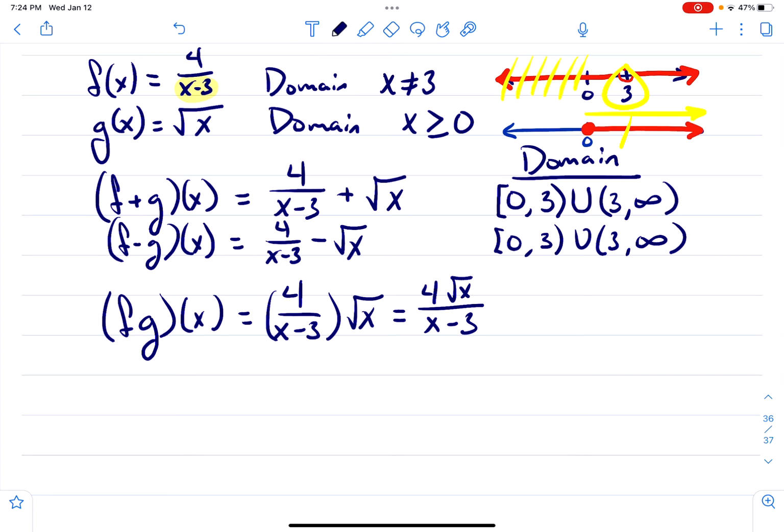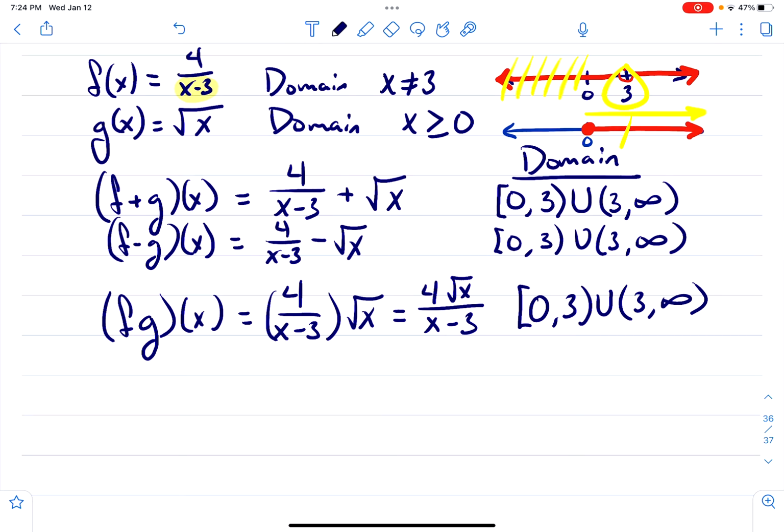I could go ahead and find a common denominator, but man, it's going to be an uglier fraction than just leaving it like that. But this one, multiplication, you can simplify. But again, the domain is still the same. It's everything from 0 to 3, not including 3, but you can include 0, and then everything from 3 to infinity.